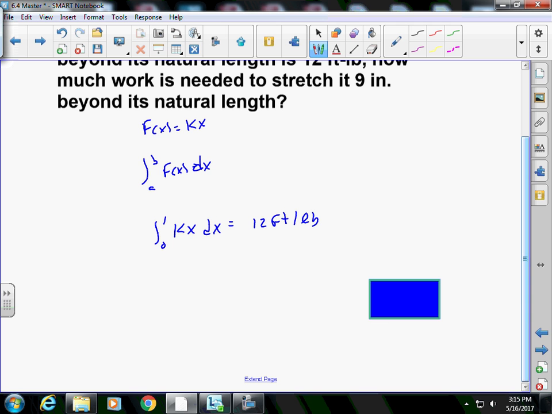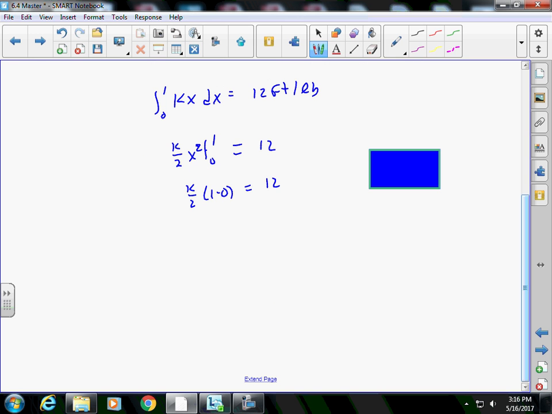So I integrate the left-hand side, and I get k over 2 x squared from 0 to 1 is equal to 12. I substitute, I get k over 2 times 1 minus 0 is equal to 12. K over 2 equals 12, where k is equal to 24. So now we have our k. So we know that f of x is equal to kx, which says f of x is 24x. Now we have a function.